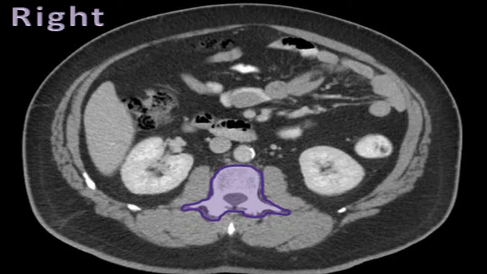Immediately anterior to the vertebral body, we can see a vessel, in this case also laden with some calcification. This is the abdominal aorta. A second vessel is seen in this vicinity and represents the inferior vena cava, the IVC.